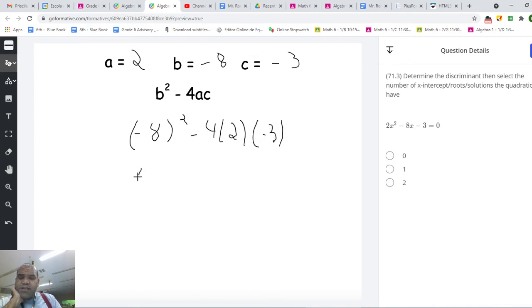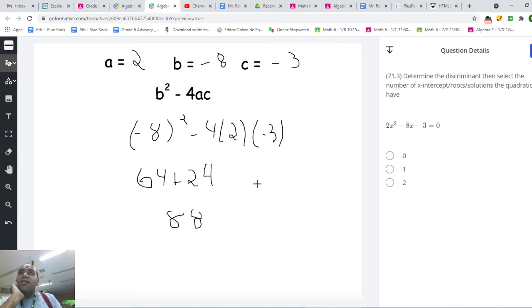Negative 8 squared is 64. Negative 4 times 2 is negative 8. Negative 8 times negative 3 is positive 24. Let me double check. Yes, positive 24. 64 plus 24 will be 88.